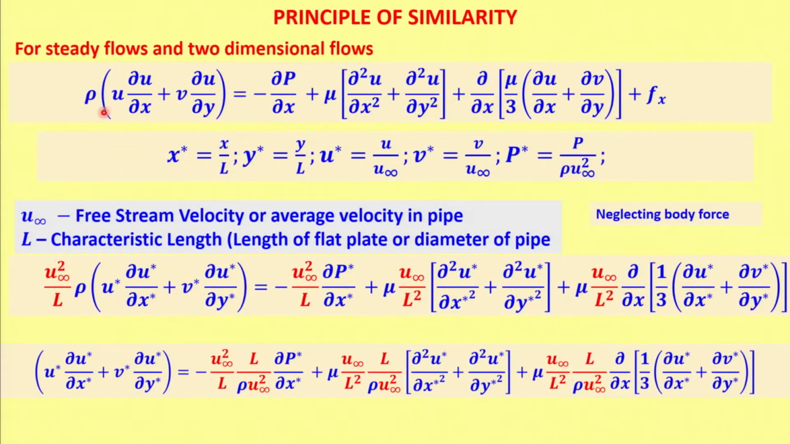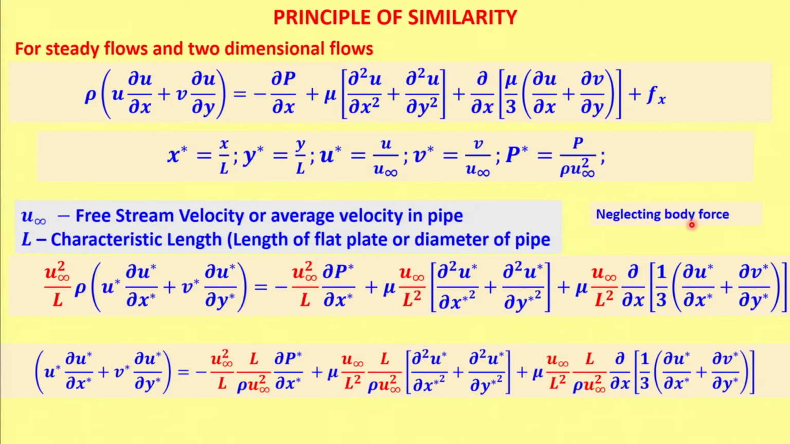Just to recap, we had just written the momentum equation and we said that x star equals x by L, y star equals y by L, u star equals u by u infinity, v star equals v by u infinity, p star equals p by rho u infinity squared. What is u infinity? It is nothing but the free stream velocity for a flow over an external body, or an average velocity in the pipe. L is the characteristic length of the flat plate or diameter of the pipe, and we are neglecting the body force. Now given that, let's get the derivation back.